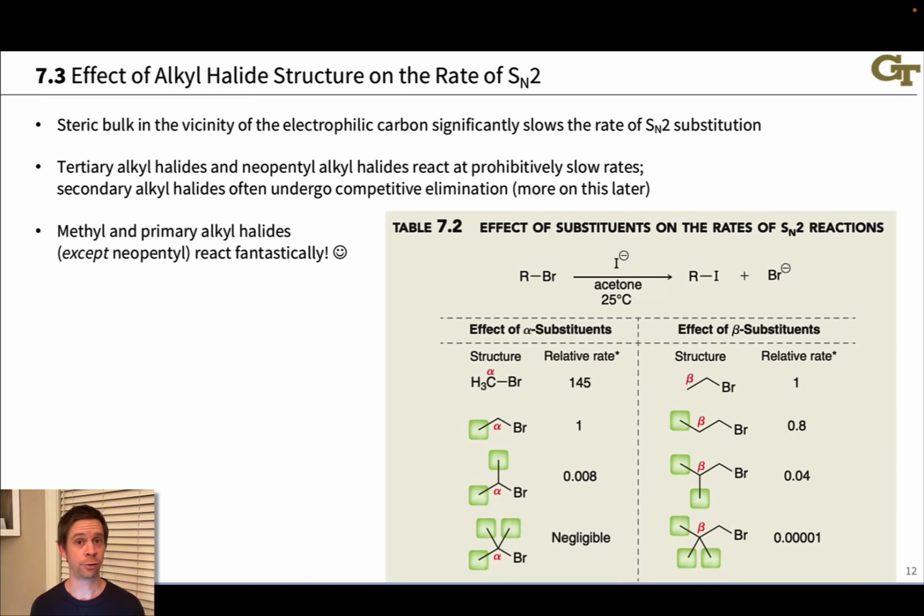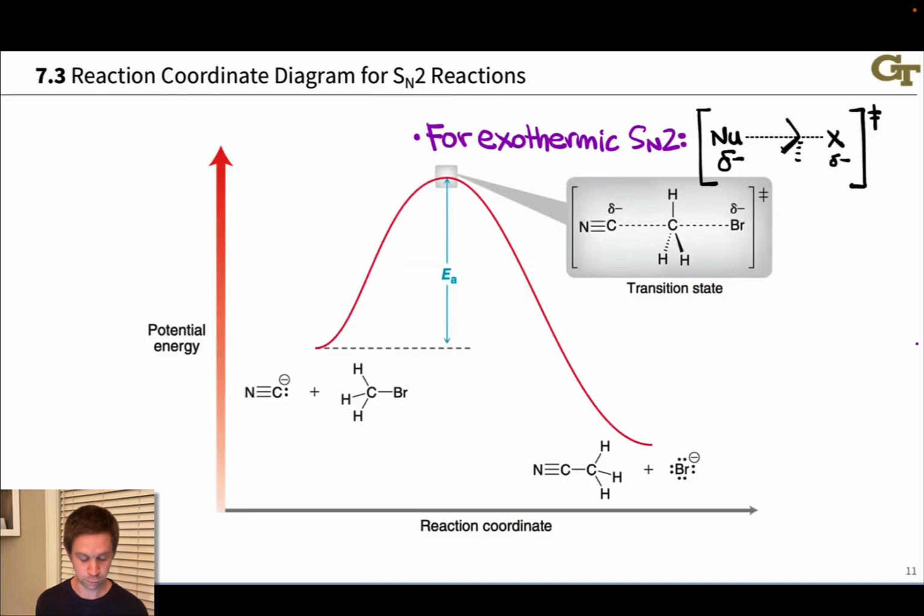And depending on the structure of the alkyl halide and the nucleophile and the solvent used, SN2 reactions may be relatively fast or prohibitively slow, and we'll learn how these different structural factors play into the rate of SN2 reactions in this video. This first slide focuses on the effect of the alkyl halide structure on the rate of SN2. And let's remind ourselves of the SN2 reaction mechanism.